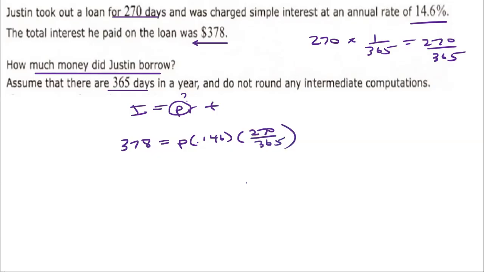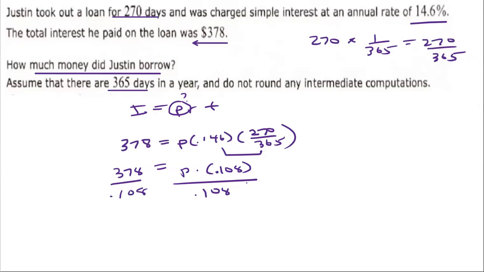All right, and now we just solve for P. If we multiply these together, we're going to have P times 0.108. And then we still have the 378 on the left. Then we're going to divide both sides by 0.108, and then these will cancel. So that gives us $3,500.